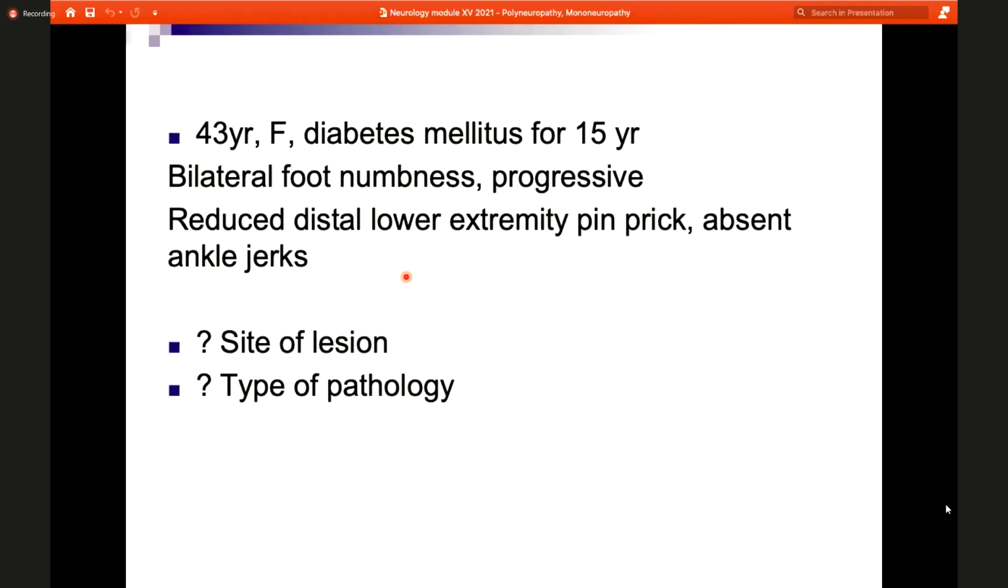S1. You must learn this in the clinicals, right? I think for anatomy they teach this. So the segment subserving ankle jerk is S1.